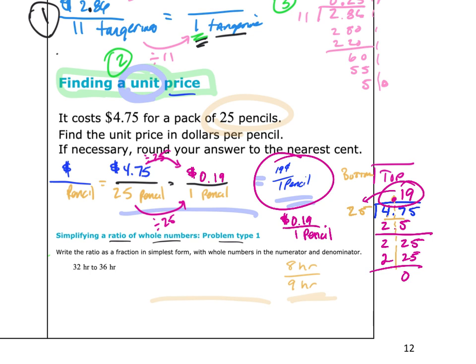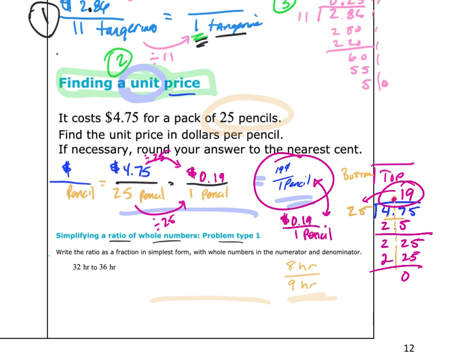Later on, I'm going to talk to you about 1 being the brother nobody talks about. It's the one that's assumed to be there, but you could just say it's 19 cents per pencil. Either one of these two answers would be correct.